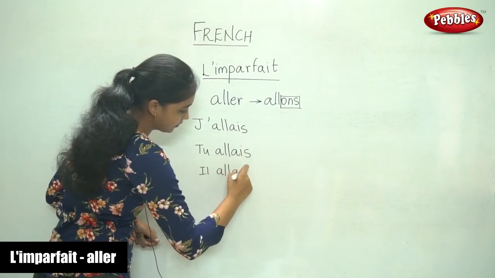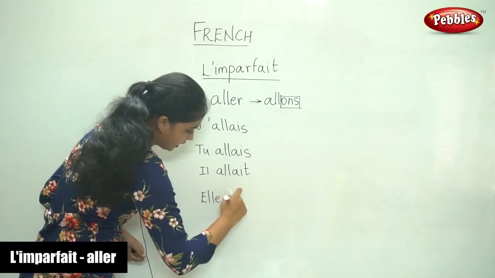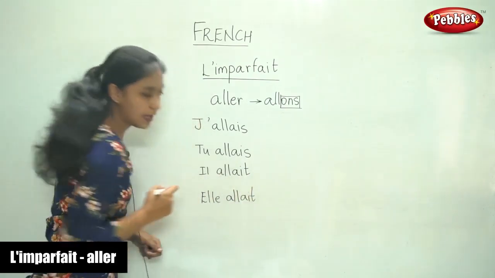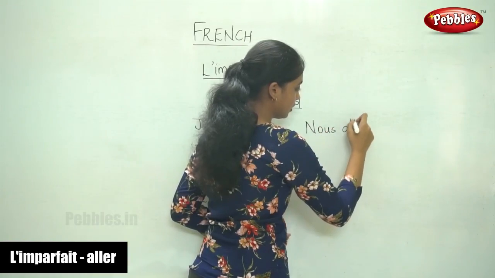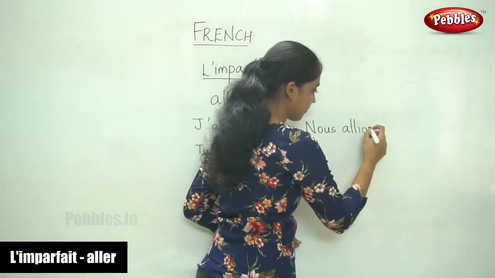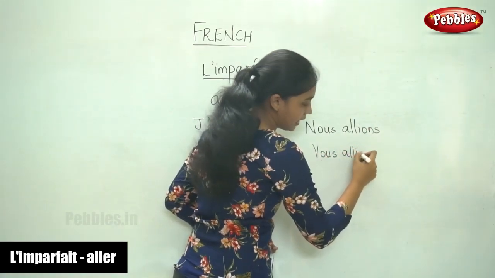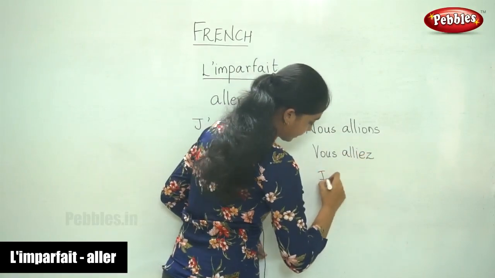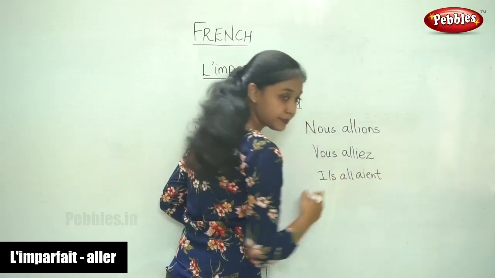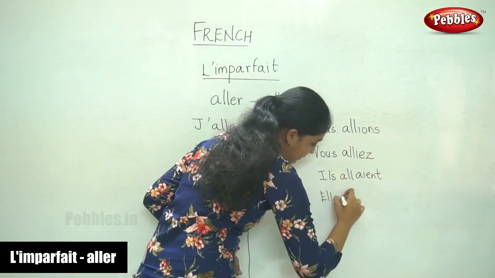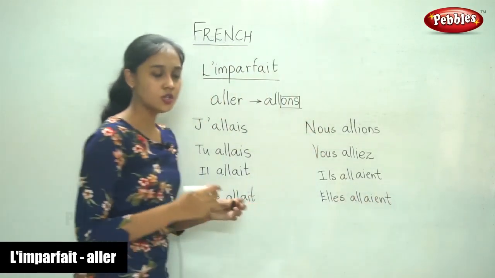For il, it is ait. For elle also it is ait. For nous, ions. Vous, iez. For ils, aient. And for elles, aient. So this is how you write.